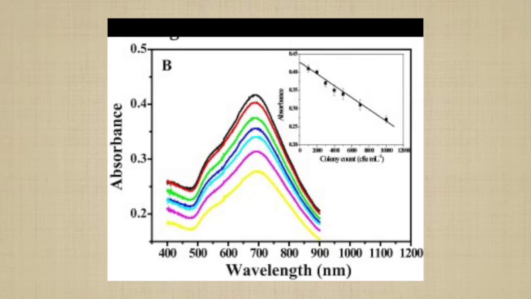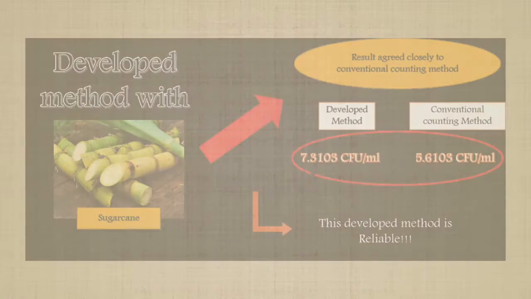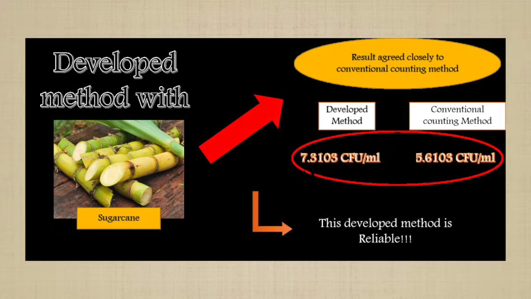The same methodology was used to detect Staphylococcus aureus. The plot of the change in absorbance as a function of the Staphylococcus aureus concentration indicated that the detection limit was 120 CFU per milliliter. To verify the reliability of the immunosensor, they identified gram-positive bacteria in samples of sugarcane using their developed method and conventional counting methods. The amount of bacteria agreed closely with the values that were obtained by traditional microbiological colony quantification.